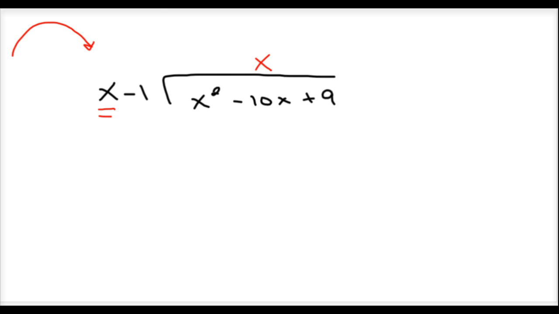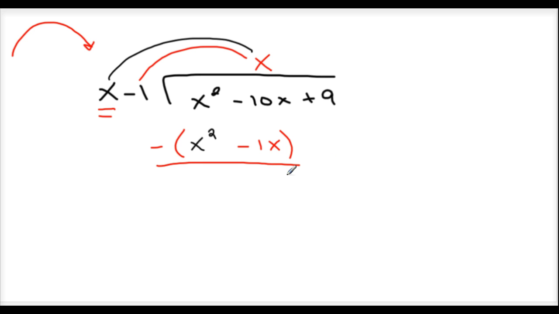So now I'm going to multiply. X times x is x squared, and then negative 1 times x is negative 1x, or minus 1x. So I'm going to put this in parentheses, and I'm going to subtract just like you've done with long division always. Subtracting this, x squared minus x squared goes out to 0. Negative 10x minus negative 1x is going to be negative 9x. Good. And then I'm going to bring down my positive 9. So negative 10x minus negative 1x becomes plus. Minus minus is a plus.